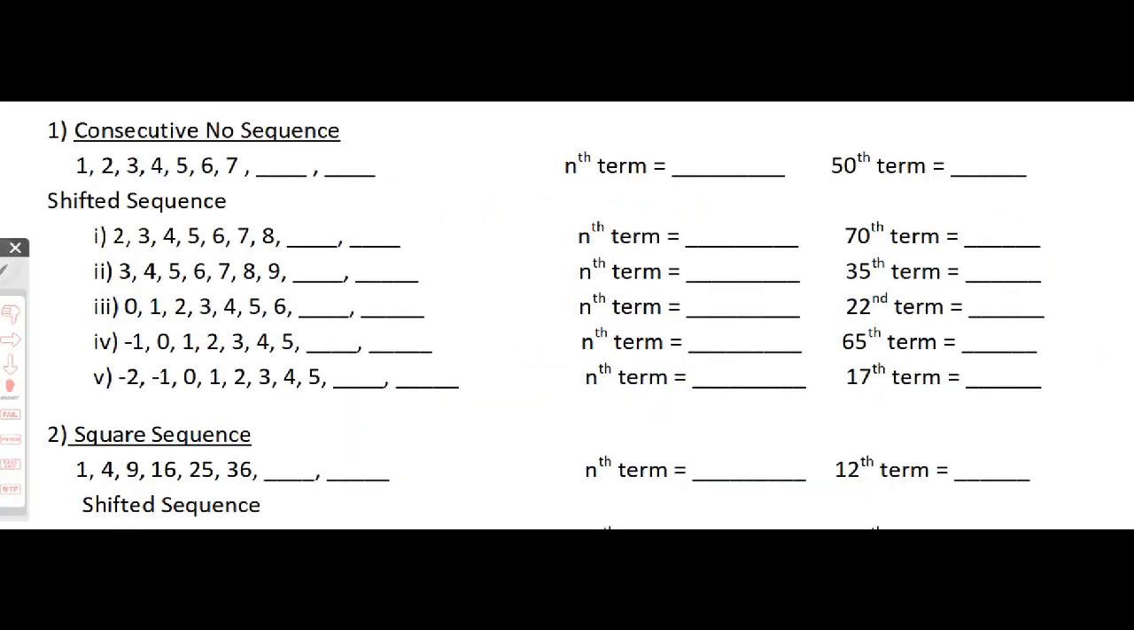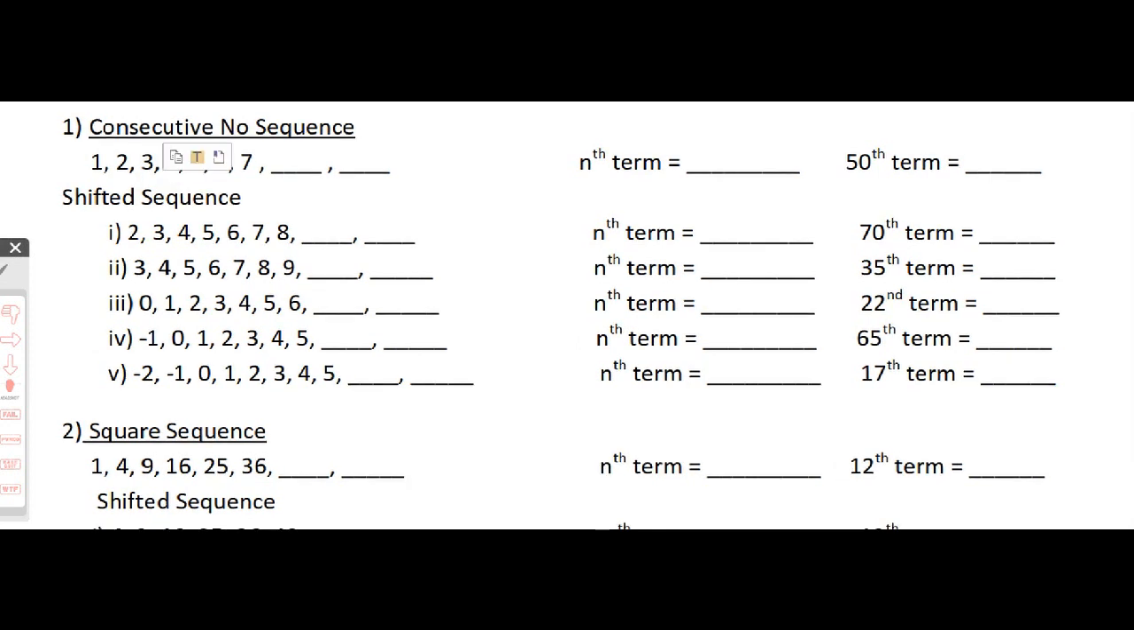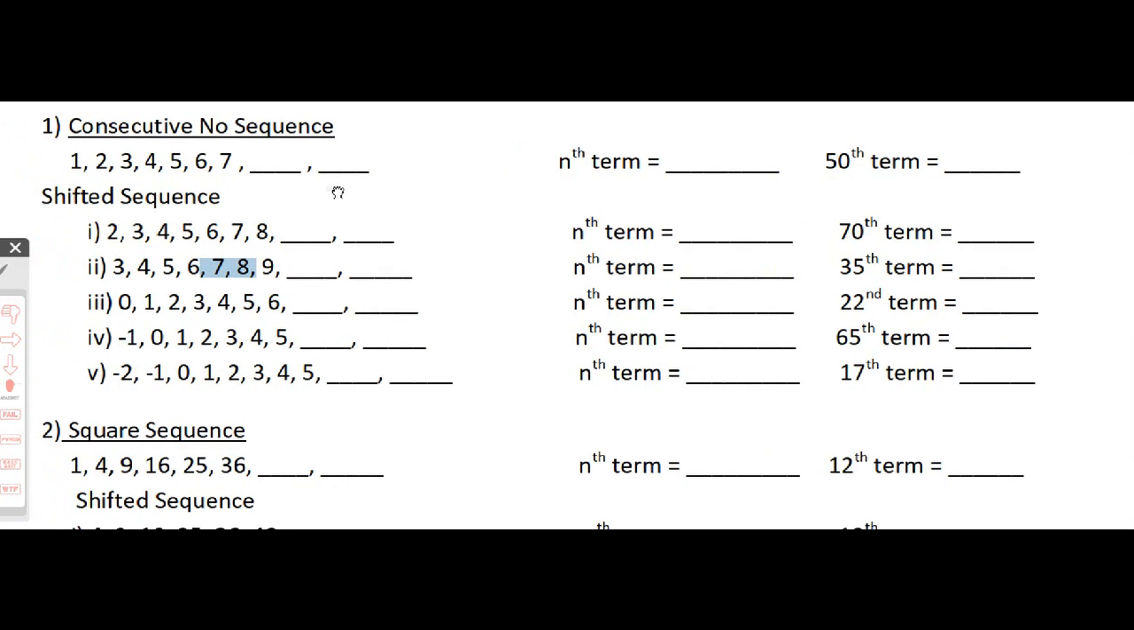The first type of series or sequence is the consecutive number sequence. The first term is 1, the second term is 2, the third term is 3, the fourth term is 4. So similarly, after 7 will come 8, after 8 will come 9. So the nth term of this sequence is simply n, because if I want the 8th term, it will be 8. If I want the 28th term, it will be 28. So if I want a random nth term, it will be n. So that means its 50th term will also be 50.